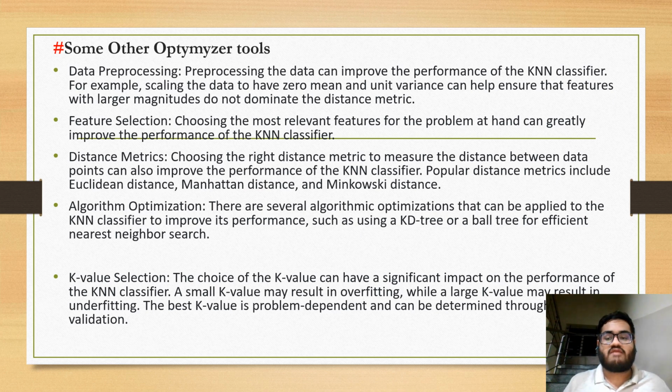K-value selection, that is the most important optimizer tool we have for the KNN classifier algorithm. That is why it is said to be such an easy algorithm. The choice of the K-value can have a significant impact on the performance of the KNN classifier. A small K-value may result in overfitting, while a large K-value may result in underfitting. The best K-value is problem dependent and can be determined through validation.